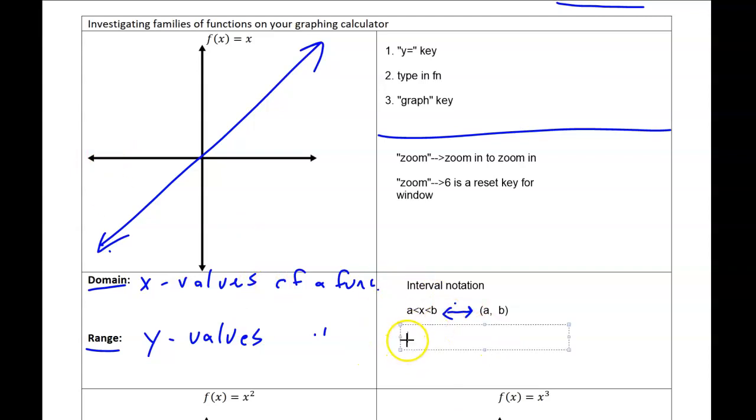Now, you guys know something like this means a is less than or equal to x is less than b. The way I write that in interval notation is I use a bracket to show that a is included, and then a parenthesis to show that b is not, right? So on a number line, this would be like a filled in circle, something like this. So we'd have an open circle for b, and then a closed circle for a.